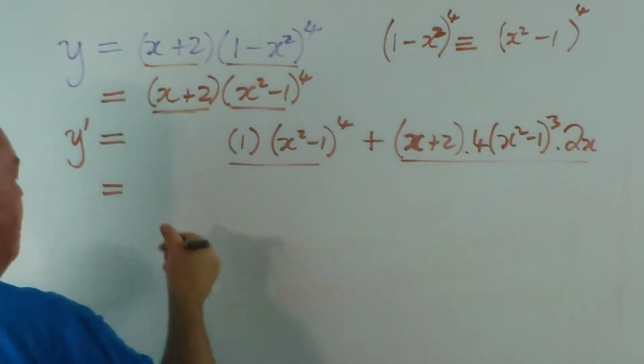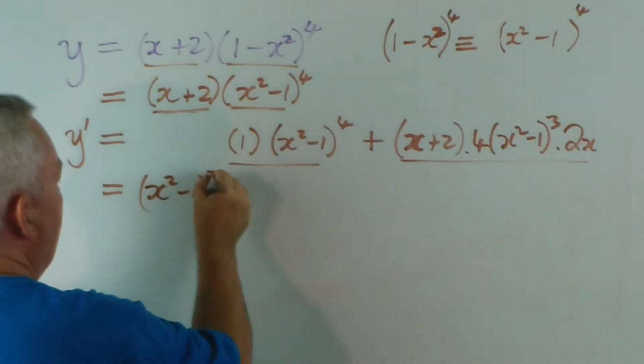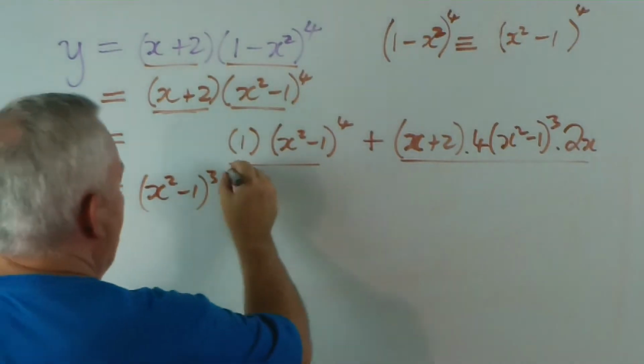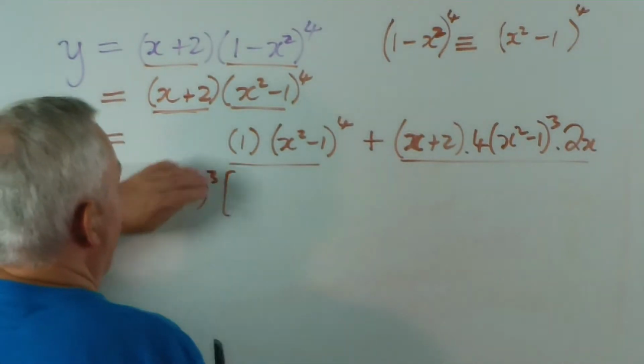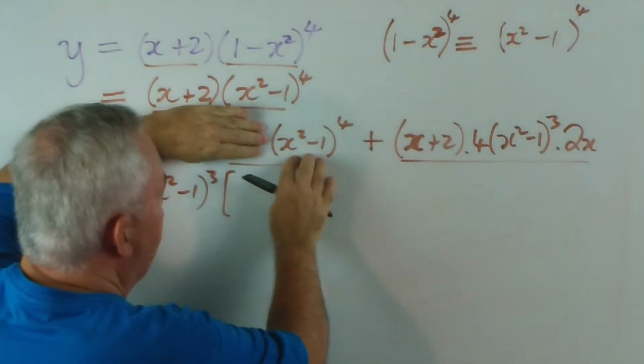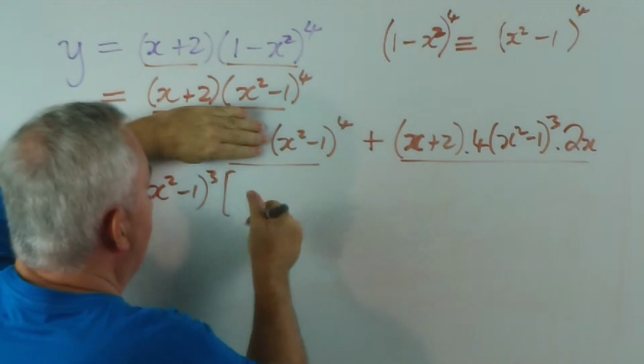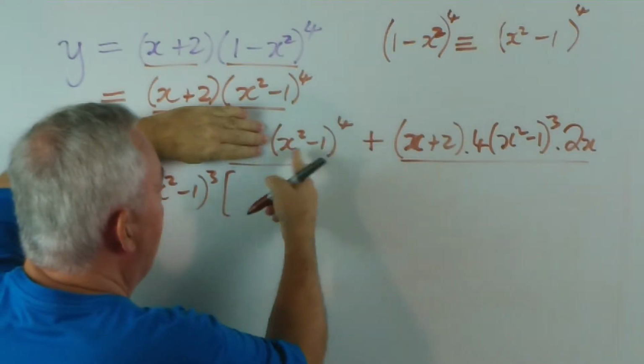So we can take out x squared minus 1 cubed as the common factor. Let's see what's left. Now if I remove x squared minus 1 cubed from that, in other words if I divide this into that, I subtract the indices, 4 minus 3 is 1, so I've got one lot of it.